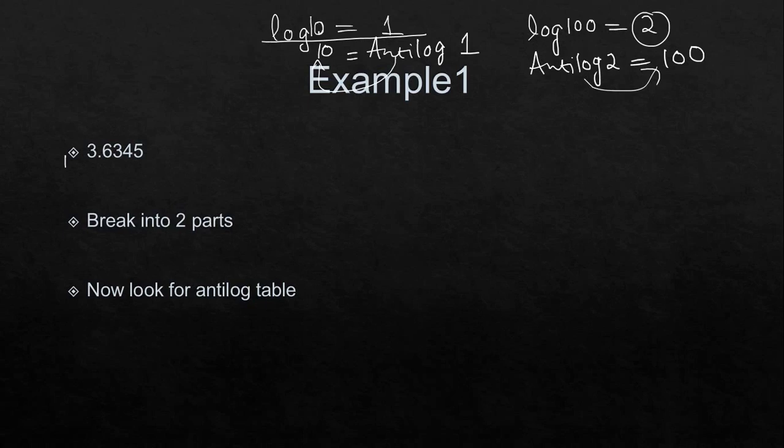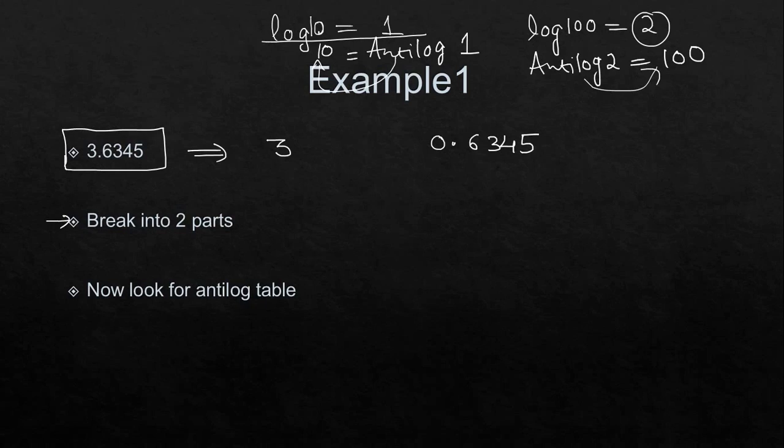So if some number is given like this one, 3.6345, how are you going to calculate the antilog of this particular number? How do you have to proceed? See, you first have to break the number into two parts: one before the decimal point and one after the decimal point. So I'm going to write here 3, and then here I'm going to write 0.6345, right? So I have broken this whole number into two parts, one before the decimal and one after the decimal.